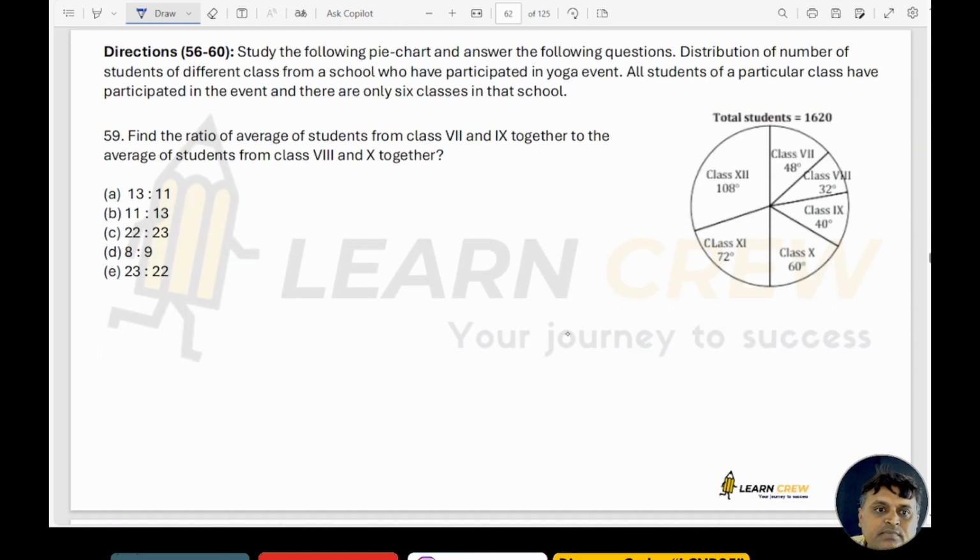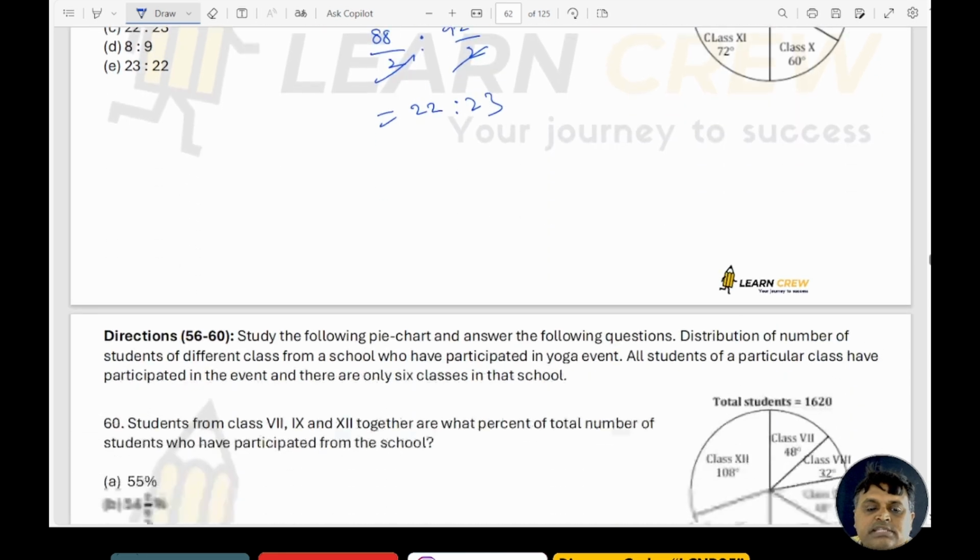Next, find the ratio of the average of the students from class 8th and 9th, class 7th and 9th. 48 plus 40, 88. 88 by 2 is to the average of the students of 8th and 10th. 8th and 10th is 60 plus 32, 92 by 2 average. So 2 cancels. So I can say here 22 is to 23 is the answer.